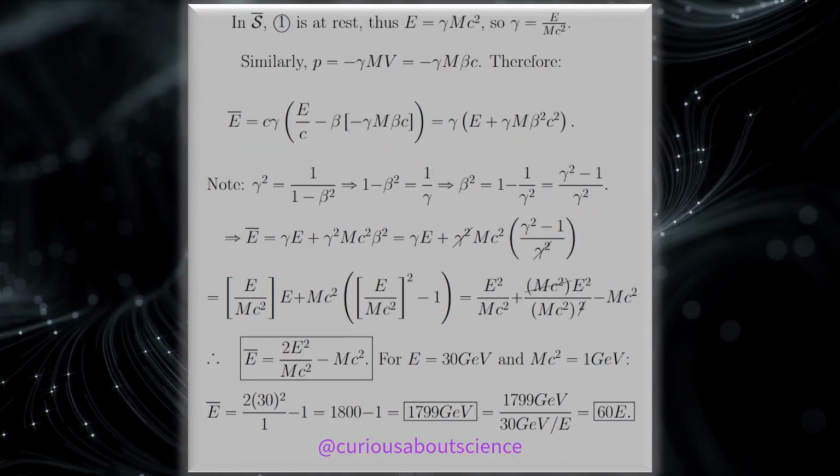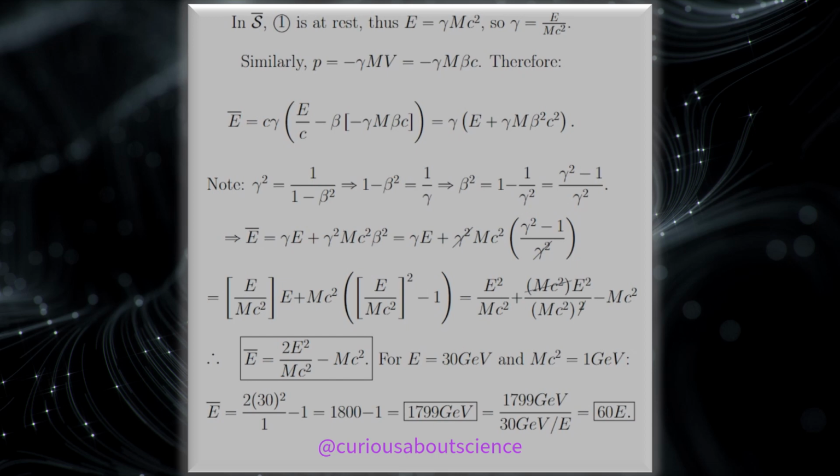All right, so in S bar, particle 1 is at rest, and thus E equals gamma mc squared, or the rest mass energy, where gamma therefore is equal to E over big M c squared. Similarly, P is equal to negative gamma m v. Okay, so if we plug in the velocity, the transformed velocity, we see that that's equal to beta c.